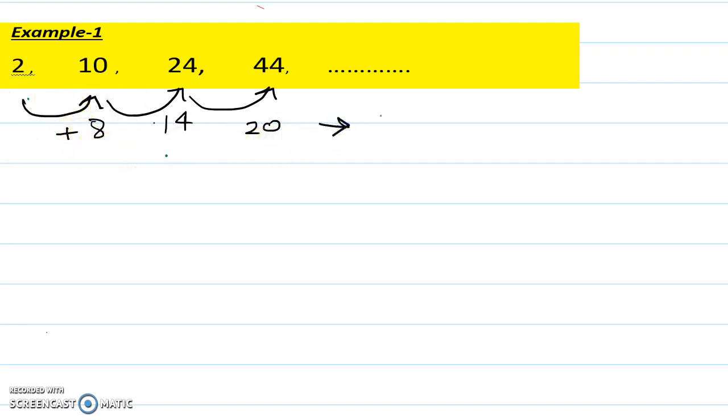This is our question: 2, 10, 24 and 44. Let's write down the differences. The difference of 2 and 10 is plus 8. Similarly, 24 take away 10 is 14, and 44 take away 24 is 20. This is called our first difference.